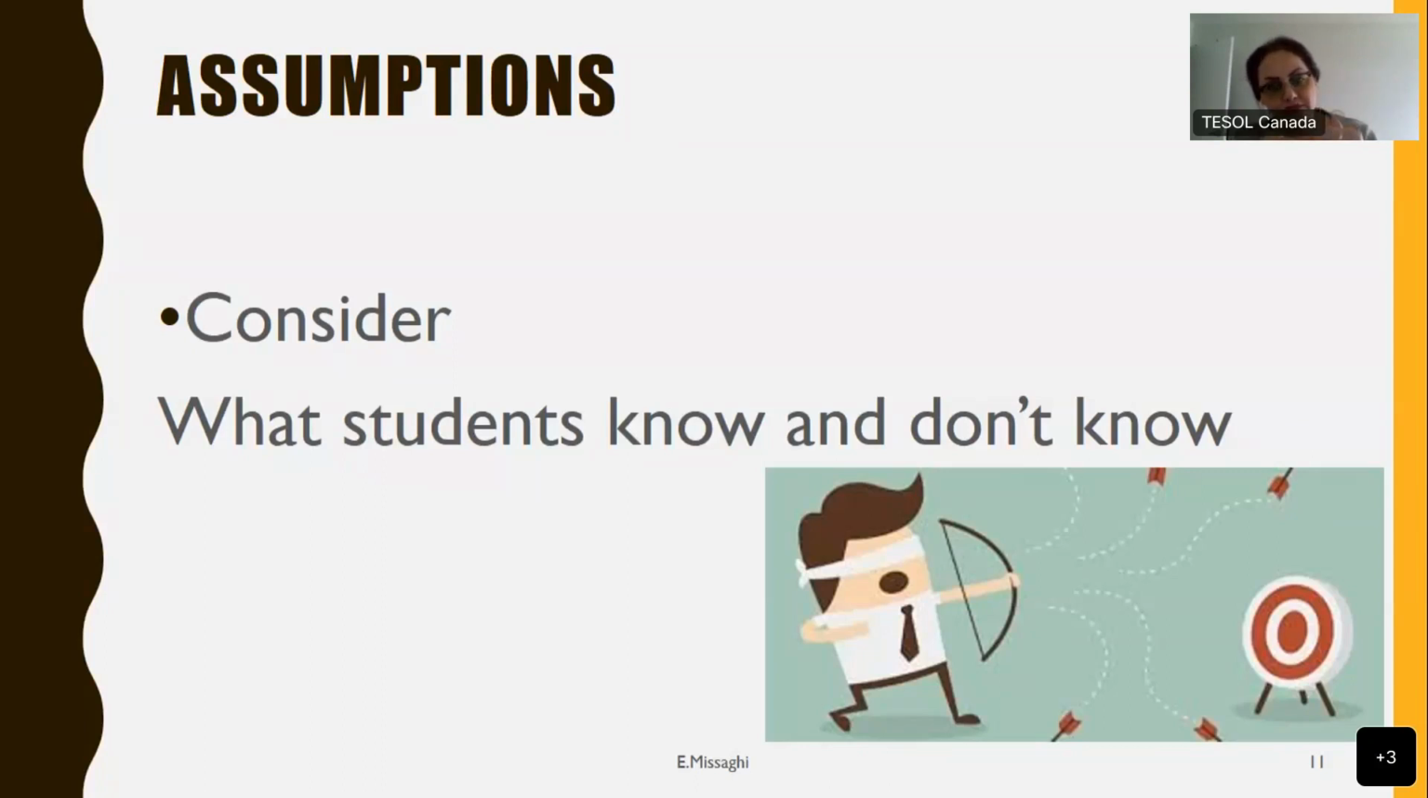If they are elementary students, they have no idea about present perfect because they haven't studied it yet. But they know to-be verbs. If they are at the level of starter, they know some words, but they don't know how to put them in different correct structures. So assumptions consider what the students know and don't know. Is that clear now? Is it clear? Assumption, what it means? Yes, that's clear. Oh, okay, good.